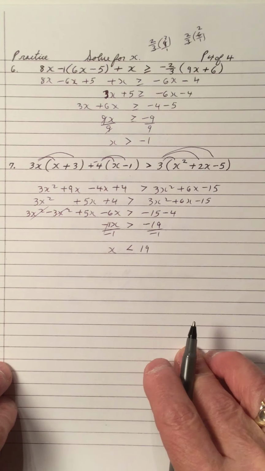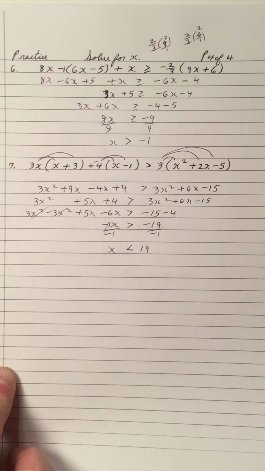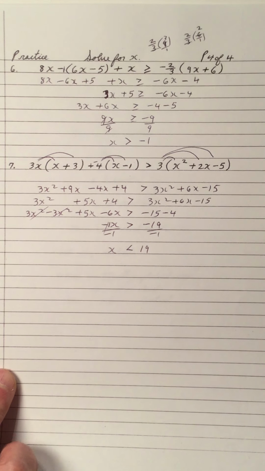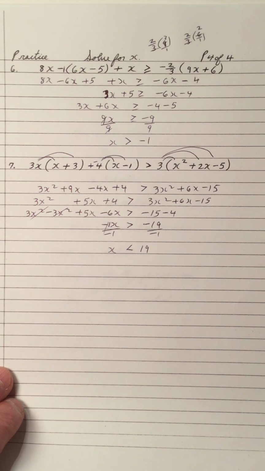So that's solving inequalities, linear inequalities in a single variable. Same as solving equations. Only when you divide or multiply in the last step by a negative number, you have to change the direction.